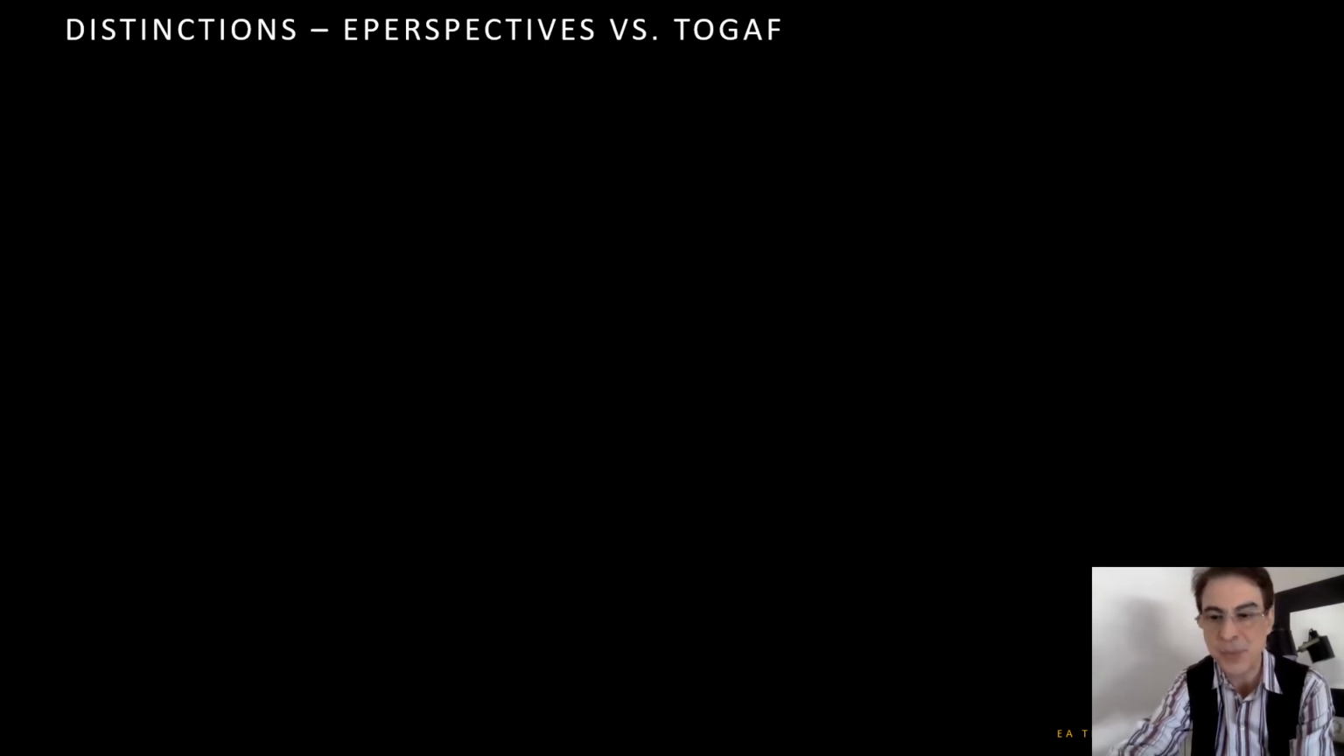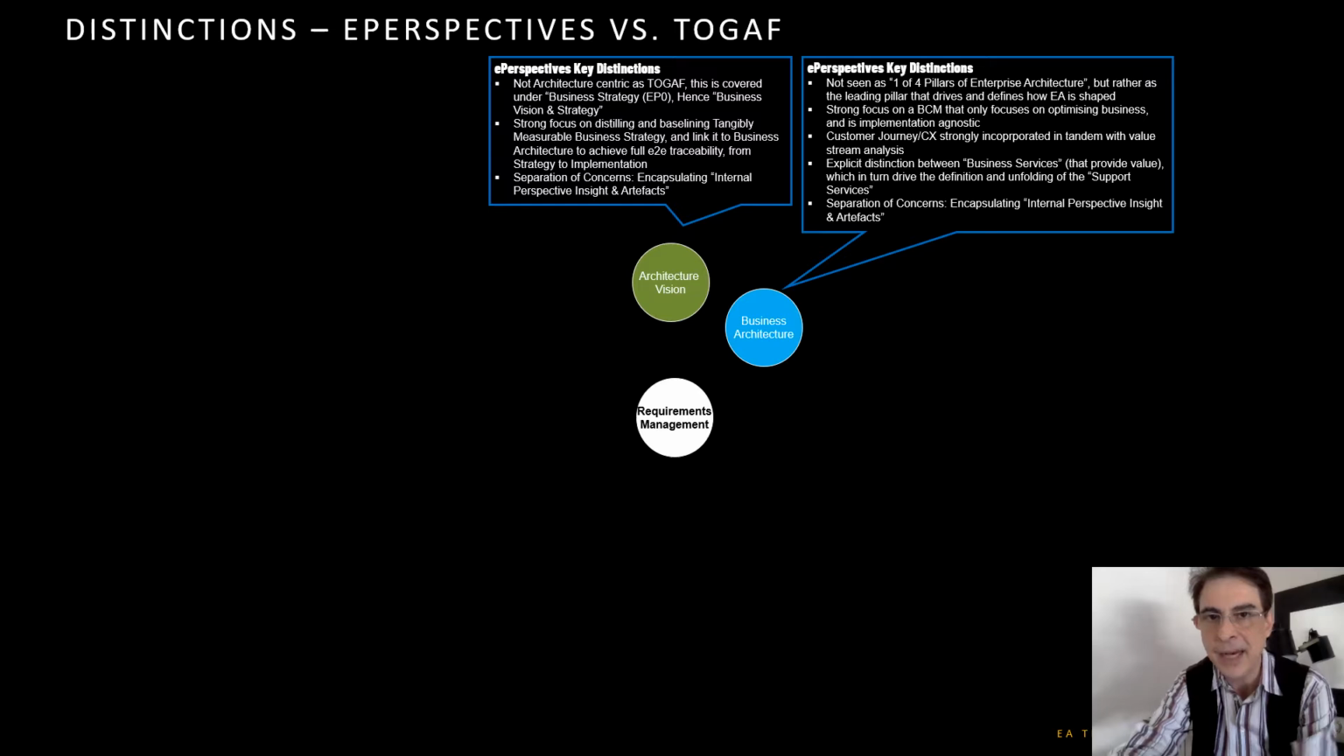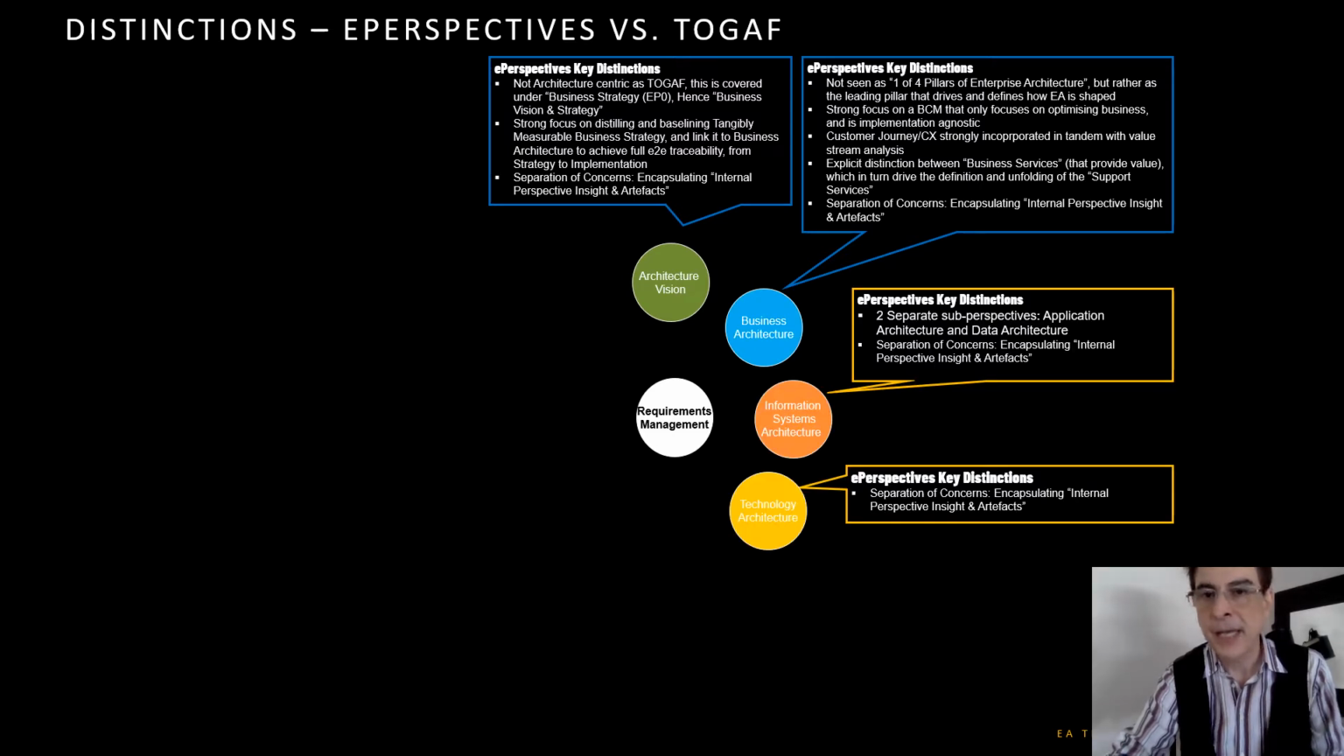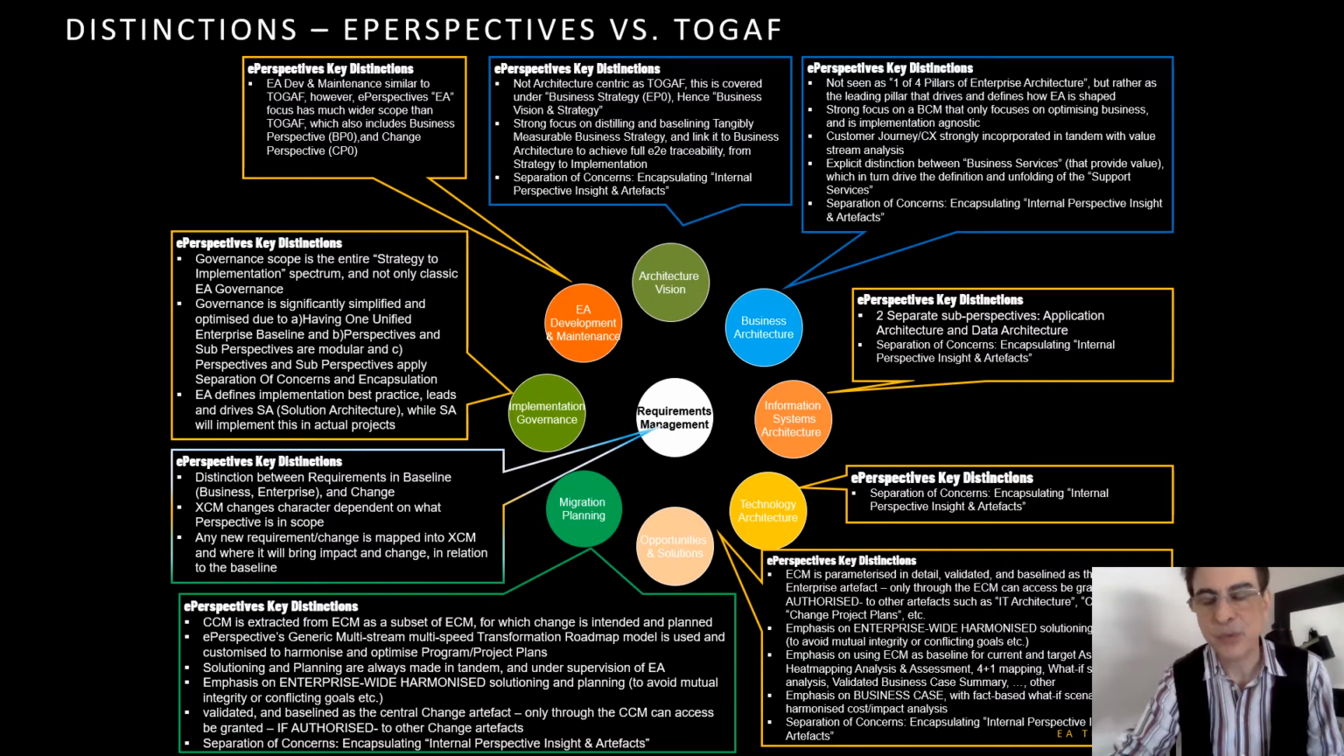So the distinctions between the two: as I mentioned, the ePerspectives framework looks at these three different modules of ADM and encapsulates them within the business perspective. Then we have the two IT architecture modules that will be part of the enterprise perspective, and the rest will be largely in the change perspective, but somewhere between the enterprise and change perspective, and also with some input to the operations and planning perspective.